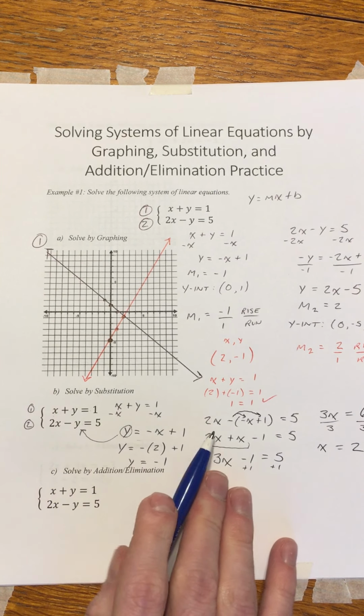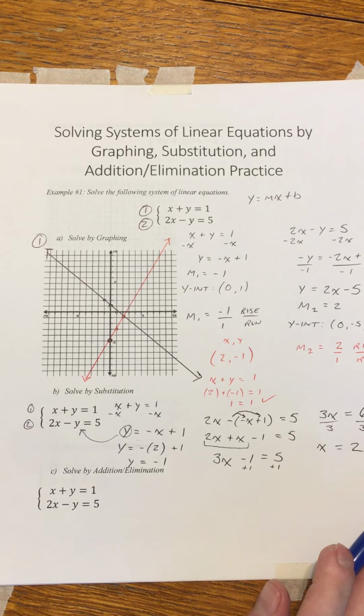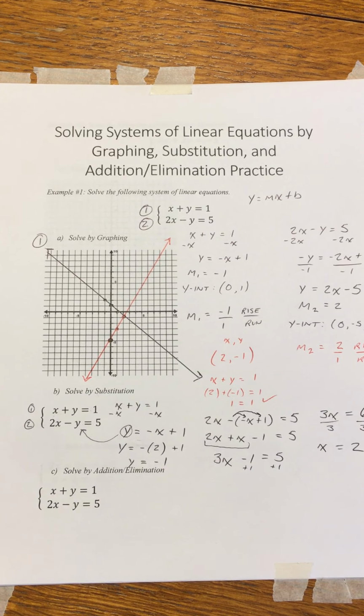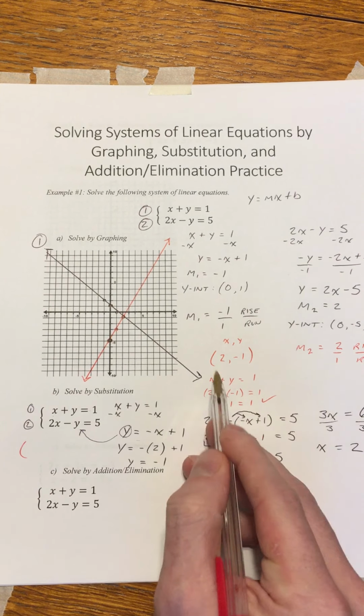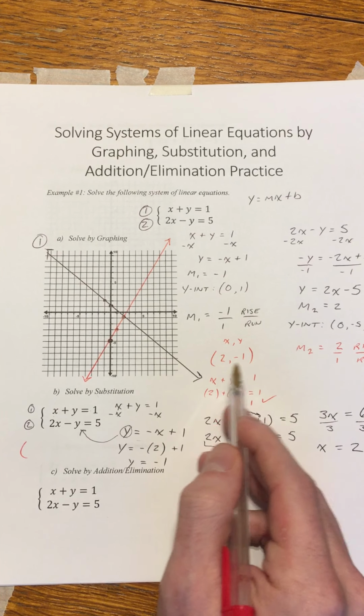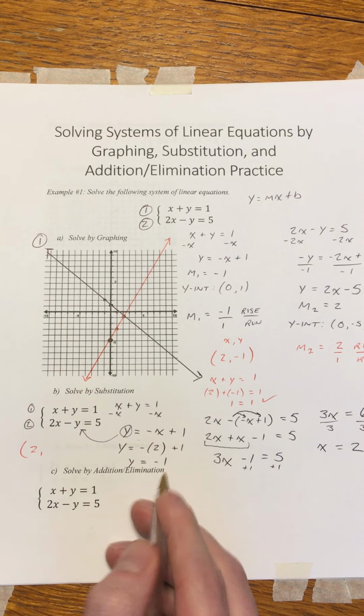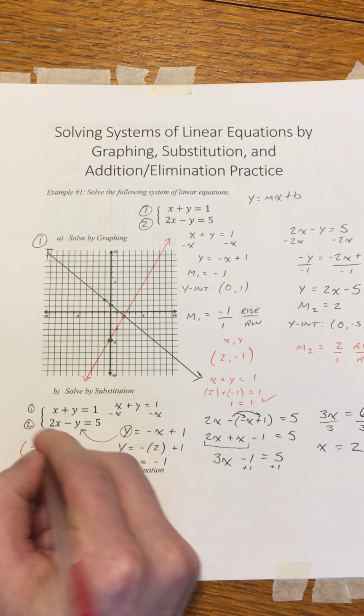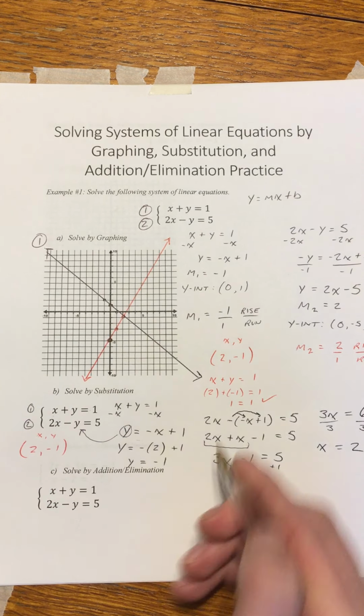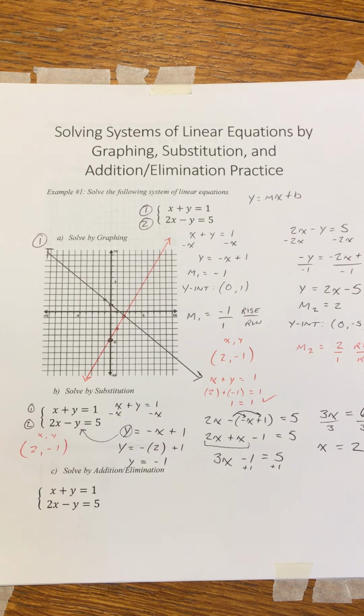So remember, our solution is a point. So when we give our answer, we want to put our answer in the form of an ordered pair. So x is 2, y is -1. So as you can see, just like what we had up above, it's the same answer, which is exactly what you would expect. All right, so the last thing we can do is solve by addition elimination.